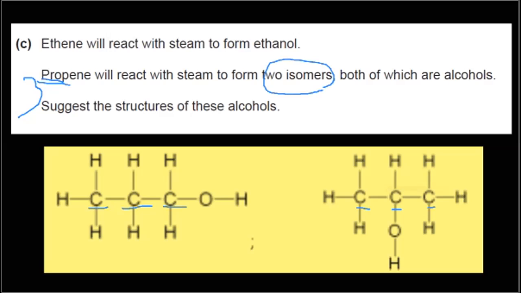However, they have a different structural arrangement. So if you look in the first structure, the OH group is on the first carbon, but in the second structure, the OH group is on the carbon in the center, right? The OH group is on the carbon in the center, right? So that is an example of isomers.